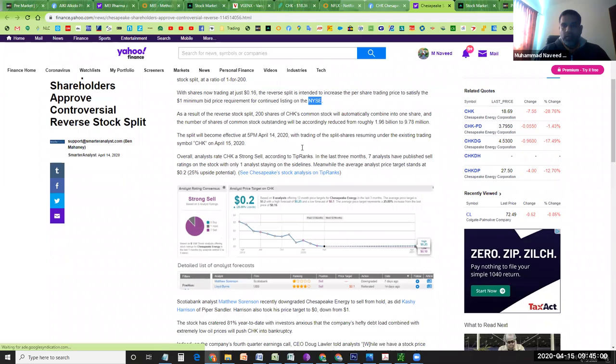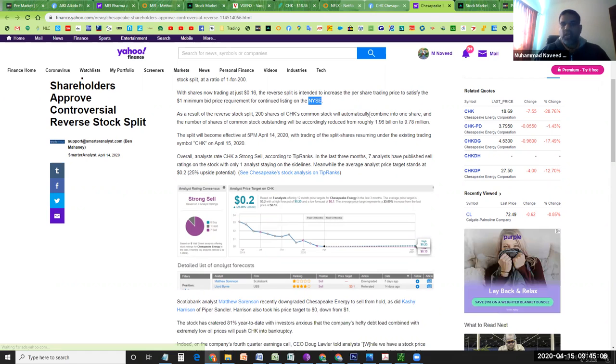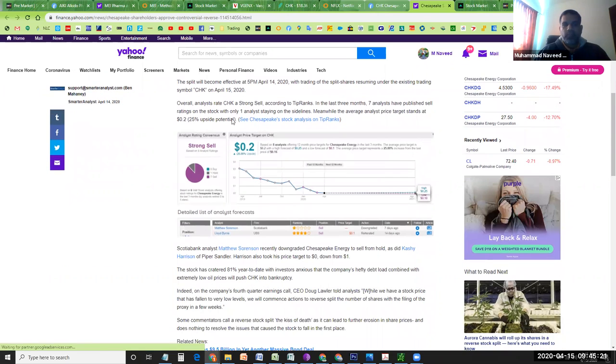As a result of the reverse stock split, 200 shares of Chesapeake common stock will automatically combine into one share, and the number of shares of common stock outstanding will be accordingly reduced from 1.96 billion to 9.78 million. The split becomes effective April 14th. So that changed the value of their company?